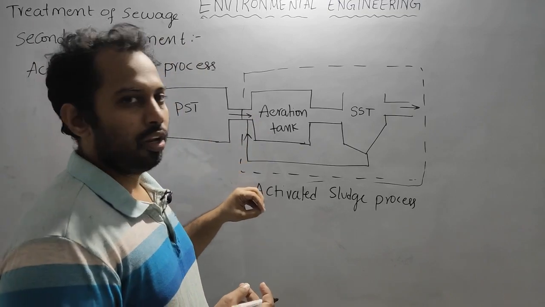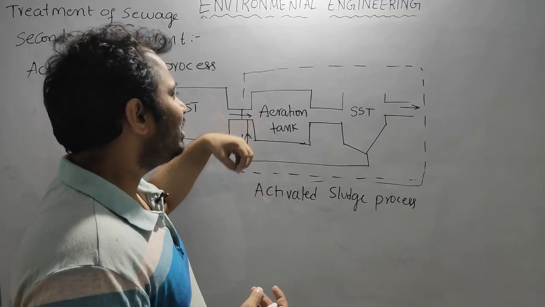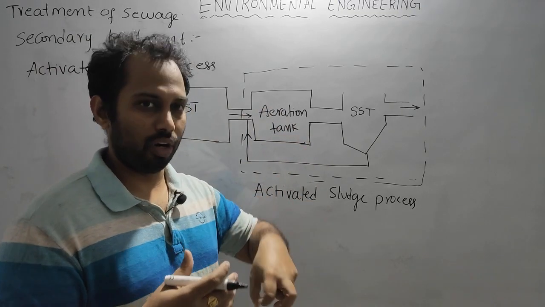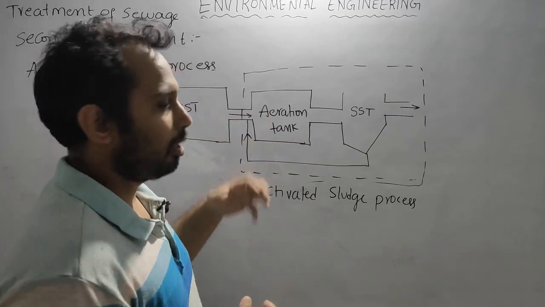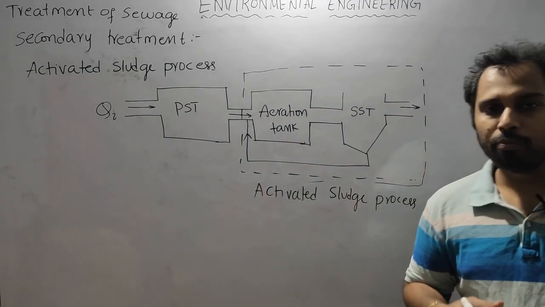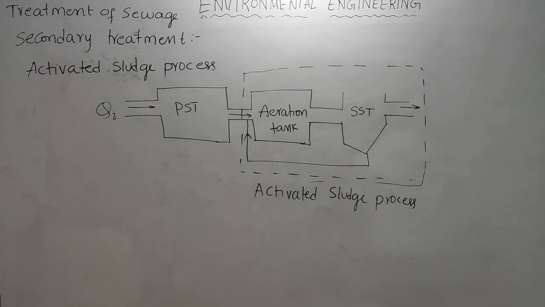That is why, in order to increase the microorganisms also, because we need both food and microorganism. Food means the organic matter, microorganism means the biomass. So both are important for degrading the sewage. So that is why here we will send the activated sludge from the secondary sedimentation tank in order to balance the concentration of microorganism and balance the concentration of BOD inside the aeration tank.